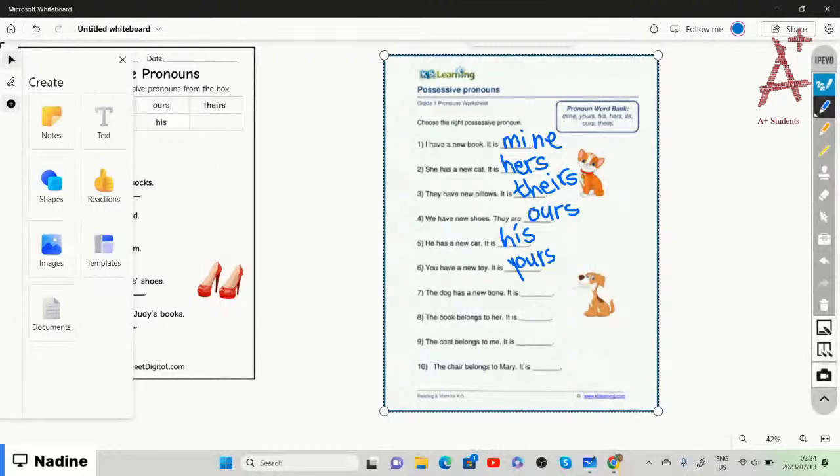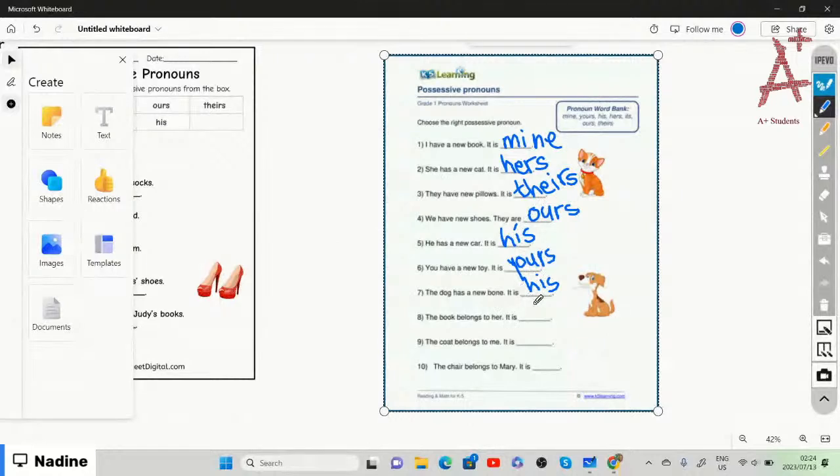The dog has a new bone. So if the dog has a new bone, then it is, we can maybe say it is his new bone because we don't know if it is a girl or boy dog. Or we can say it is its new bone. Let's just stick to his.